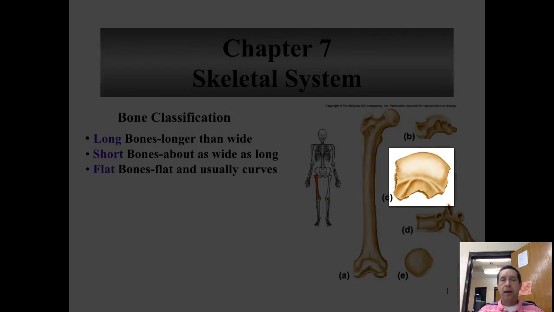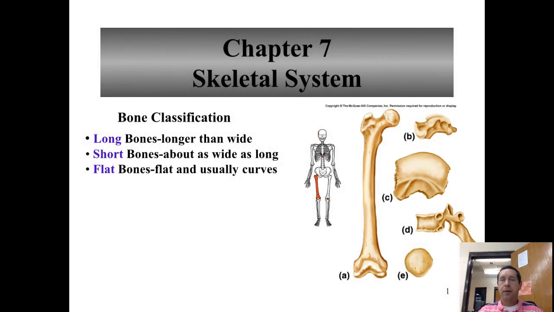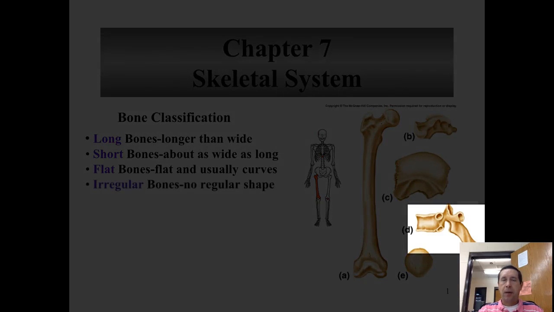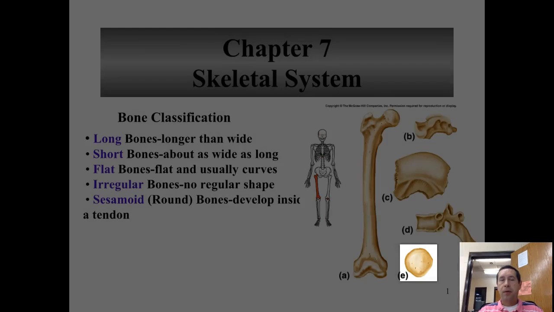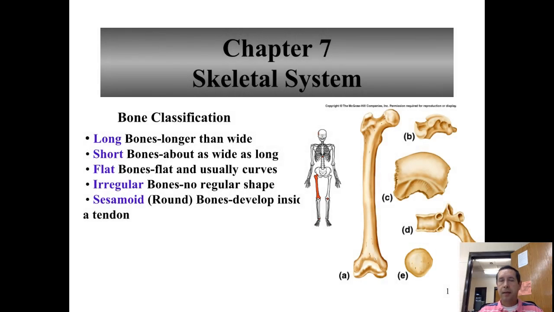Flat bones are flat and usually curved. Things like your ribs and the bones of the cranium would be examples of flat bones. Irregular bones have no regular shape. Things like the vertebrae would be examples of that. And lastly, we have sesamoid or round bones that develop inside of a tendon. Things like your patella would be an example of a sesamoid bone.